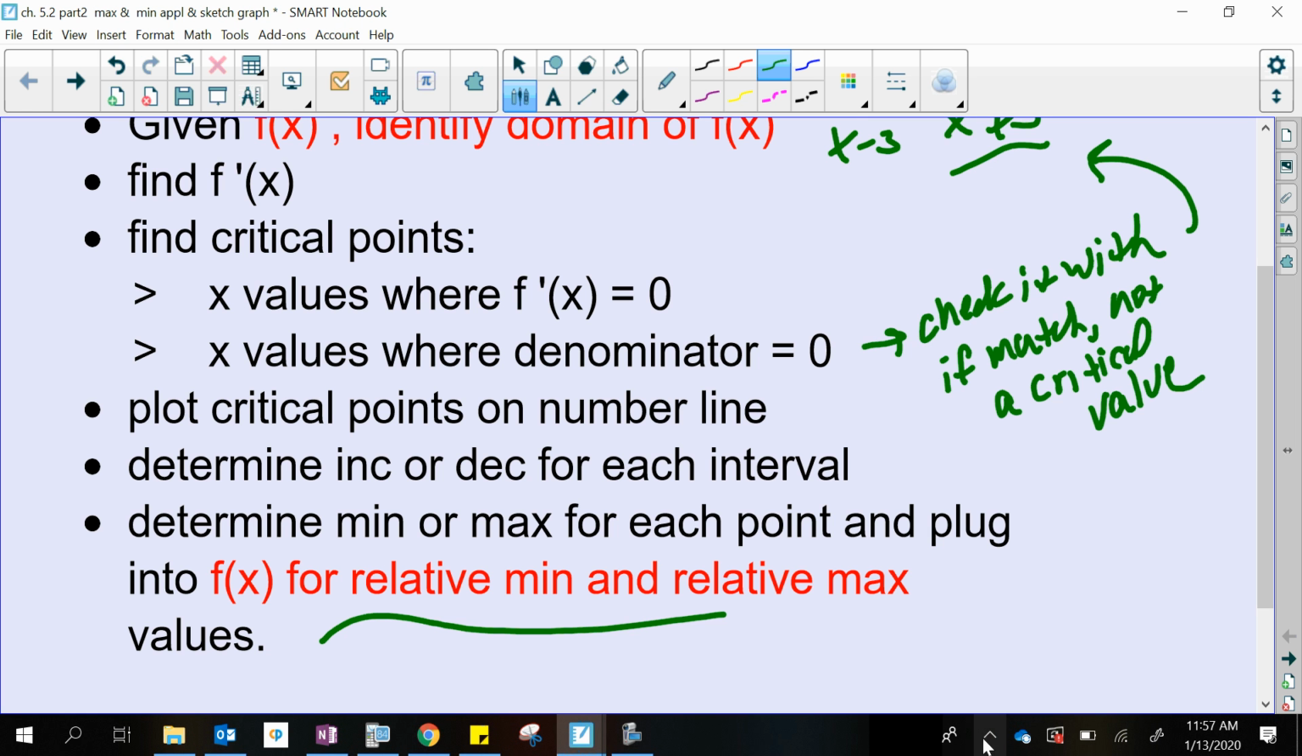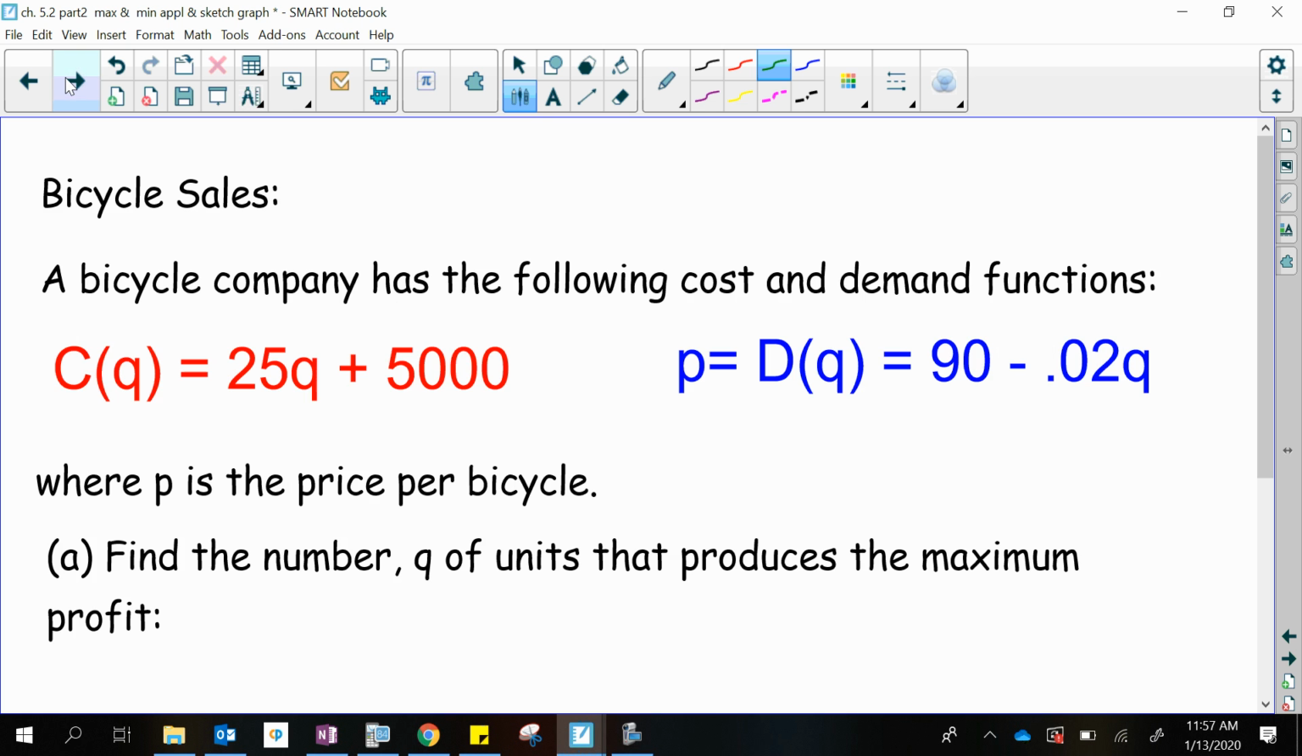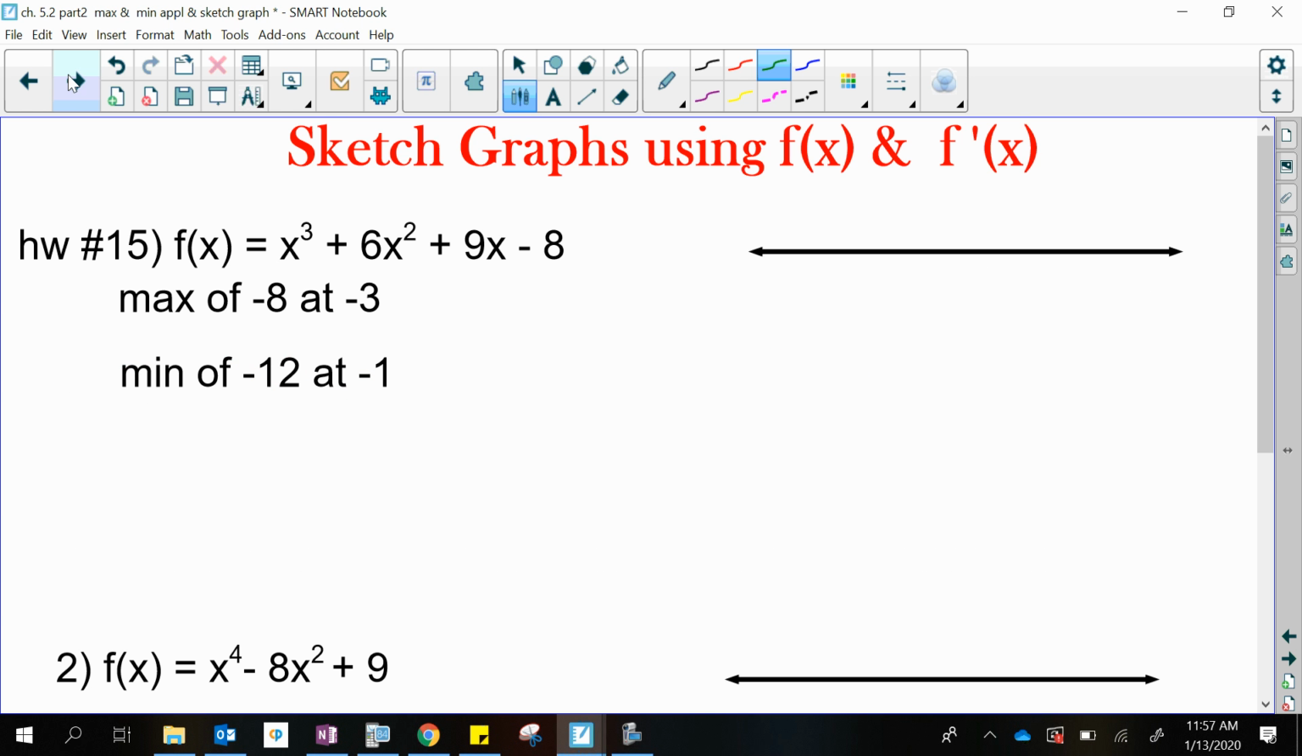Now what we're going to do today, a couple different things. We're going to do some application problems, but I'm going to come back to those. So we're going to skip the next 2 slides for now and go right to using that information to sketch a graph, okay? Because this follows along with your homework a little bit more.